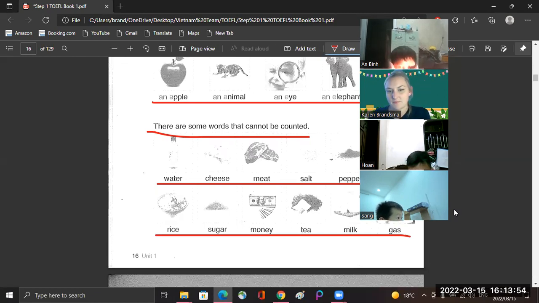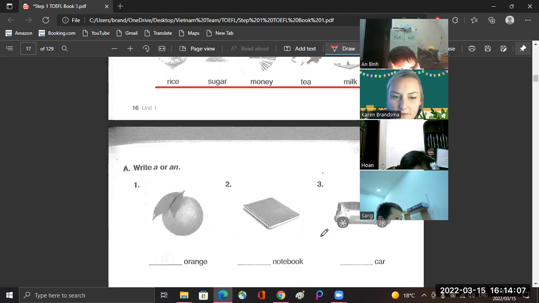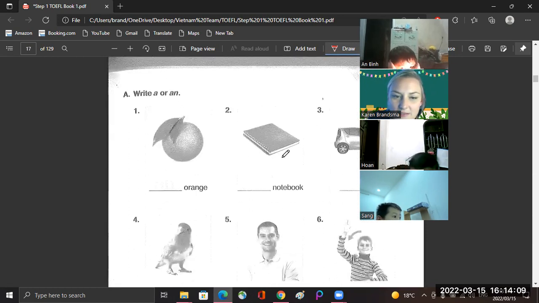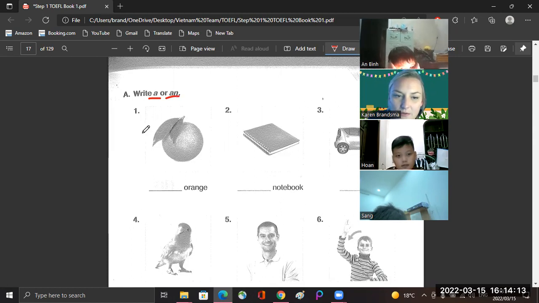Water, cheese, meat, salt, pepper, bread, rice, sugar, money, tea, milk, gas. Okay, very good. Now we're going to practice. Let's see. Is it a or an? Hoan, number one.